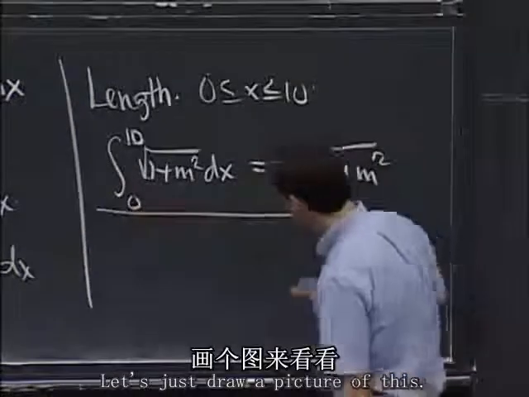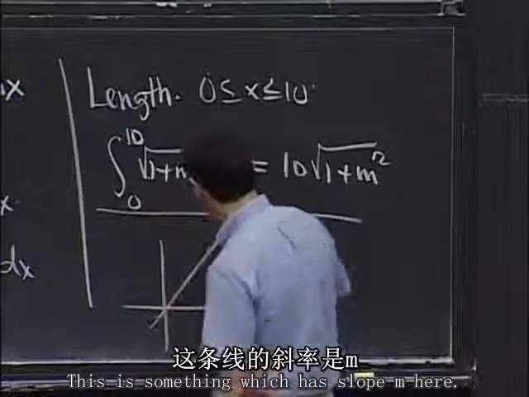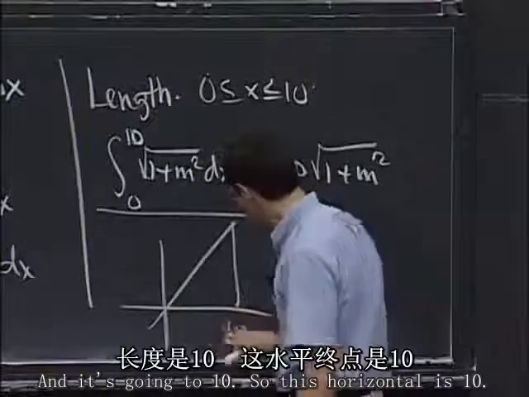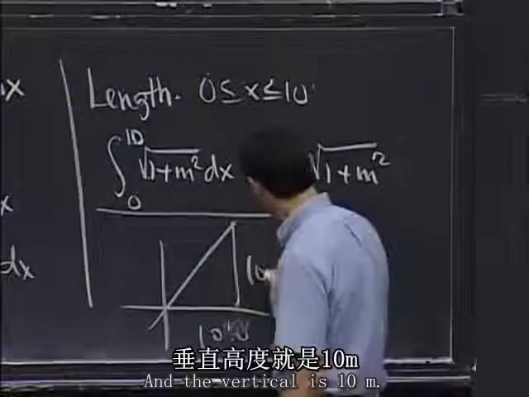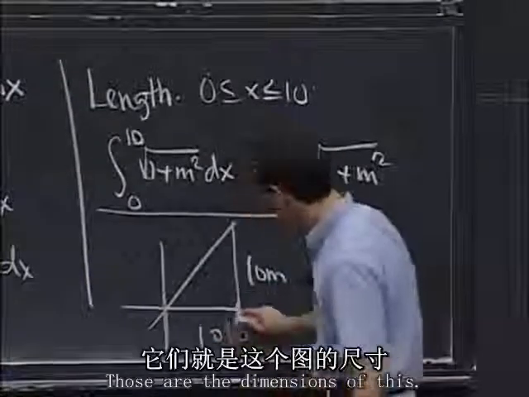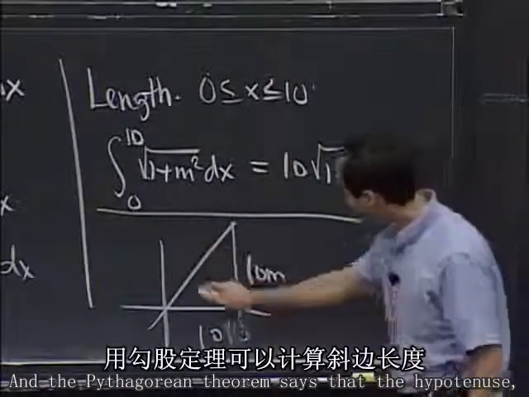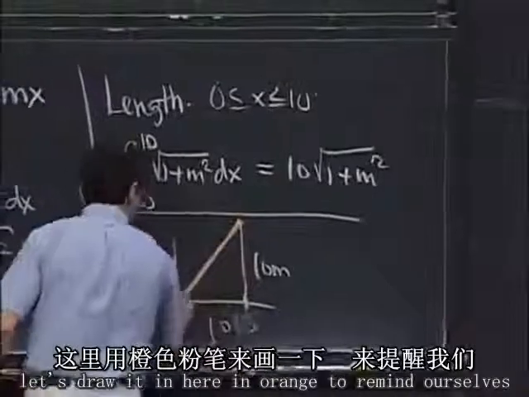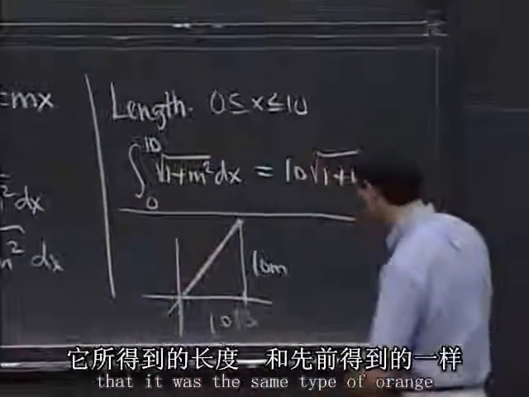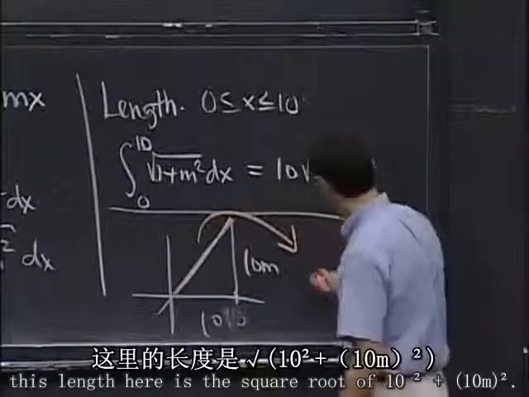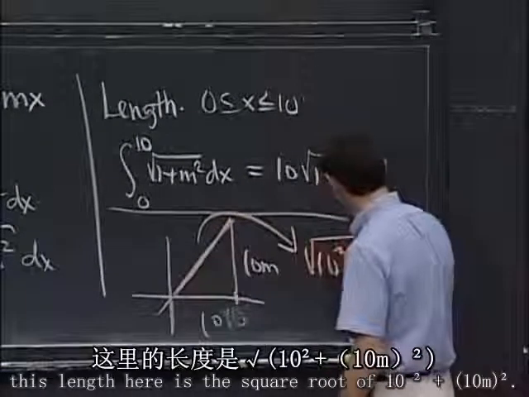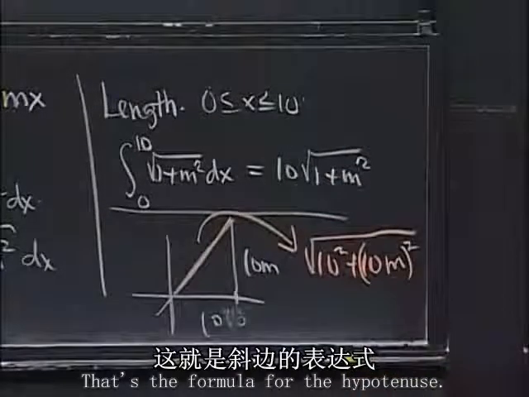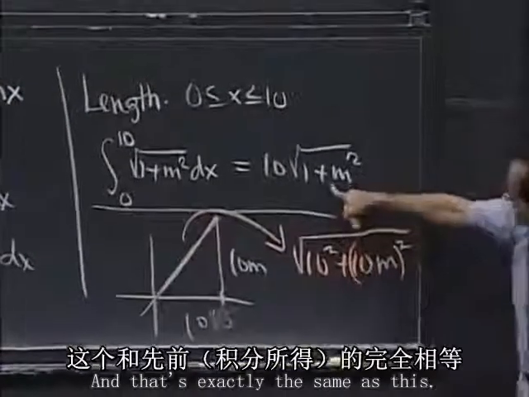Let's just draw a picture of this. This is something which has slope m here, and it's going to 10. So this horizontal is 10, and the vertical is 10 times m. Those are the dimensions of this. And the Pythagorean theorem says that the hypotenuse, not surprisingly, let's draw it in here in orange to remind ourselves that it was the same type of orange that we had over there. This length here is the square root of 10 squared plus 10m, the quantity squared. That's the formula for the hypotenuse. And that's exactly the same as this.